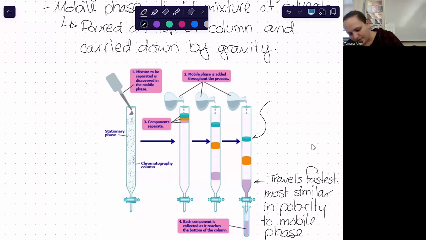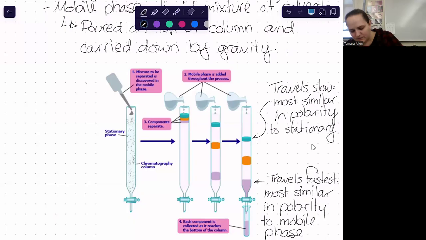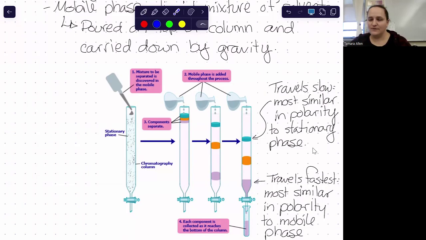The one that travels the slowest is the most similar in polarity to the stationary phase. So same ideas here as with TLC, just kind of flipped upside down, traveling down via gravity instead of up via capillary action. So we can use these differences in polarity to separate mixtures by chromatography, or we can use differences in boiling point to separate mixtures by distillation.